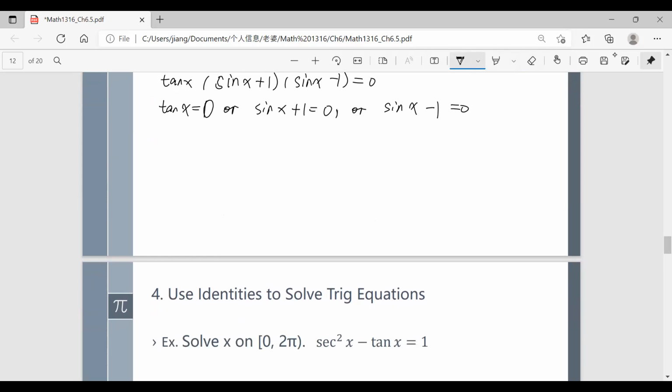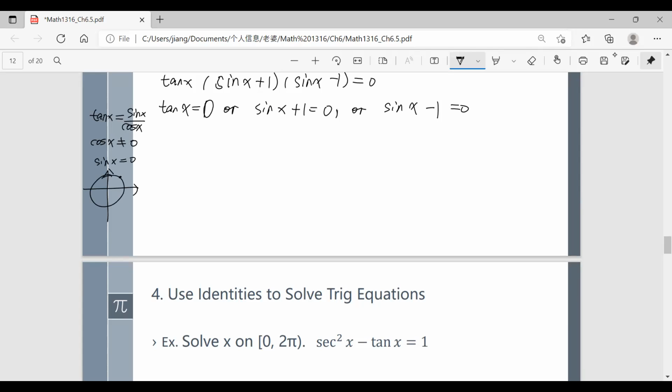Okay, let's solve this. For tangent x equals sine x over cosine x. That means cosine can't be 0, but the sine x is 0 because the numerator equals 0, so the fraction equals 0. That means sine x equals 0. Where is the sine x equals 0?